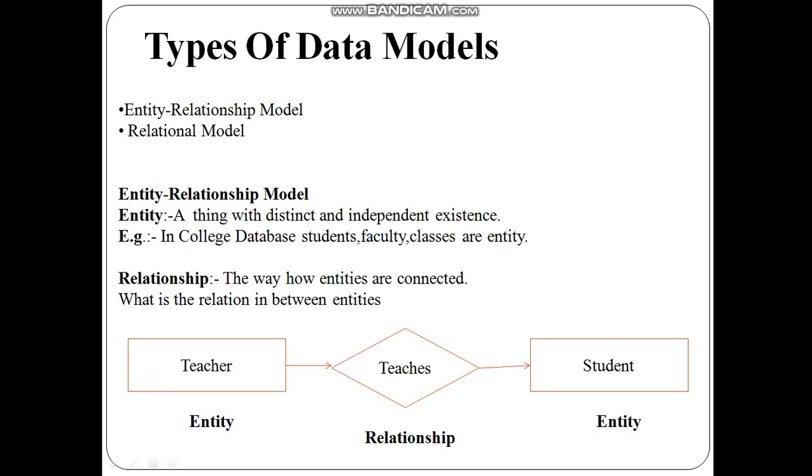So let's understand what are the types of data model. There are two types of data model: entity relationship model, that is ER model, and relational model. So first, entity relationship model. What is entity? If we have college as a database, and that college database consists of student, faculty, classes, these are nothing but entities, and an entity is independent.